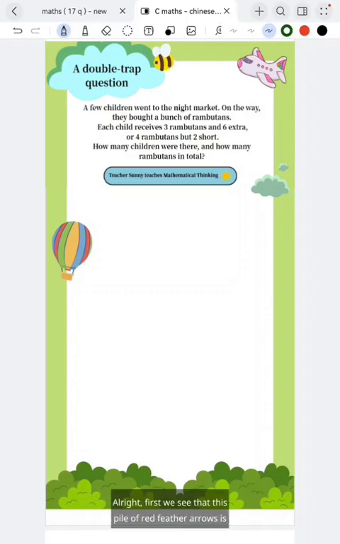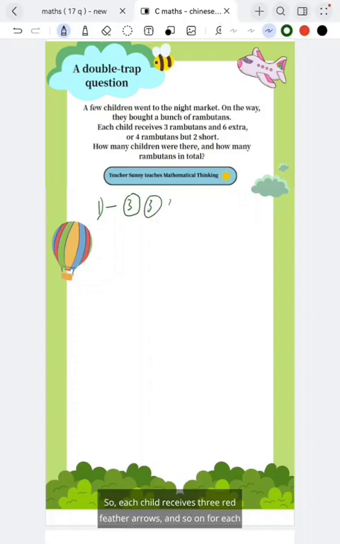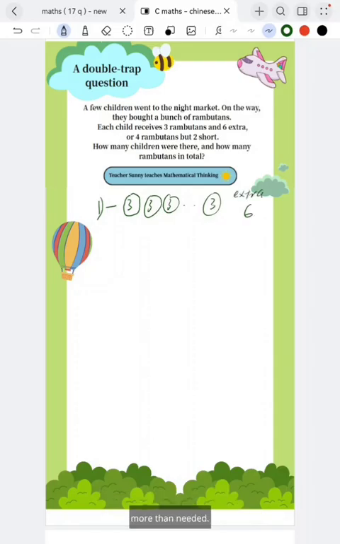Alright, first we see that this pile of red feather arrows is distributed to the children twice. So how is the first distribution done? In the first distribution, each child gets 3 red feather arrows, right? So each child receives 3 red feather arrows, and so on for each child. Then there are 6 left over, 6 extra, so that means there are 6 more than needed.